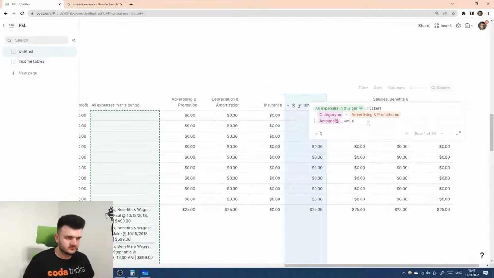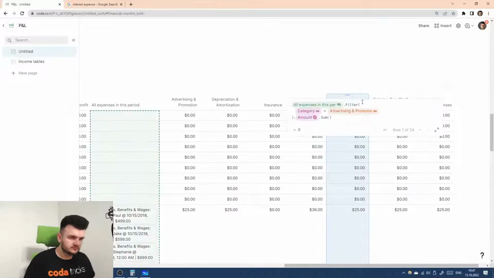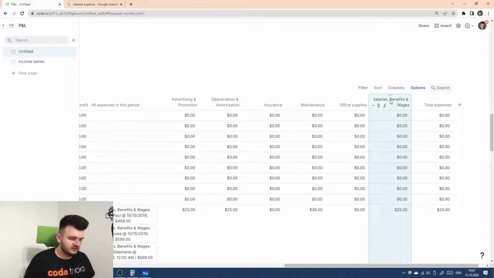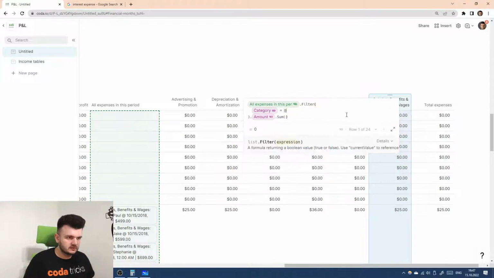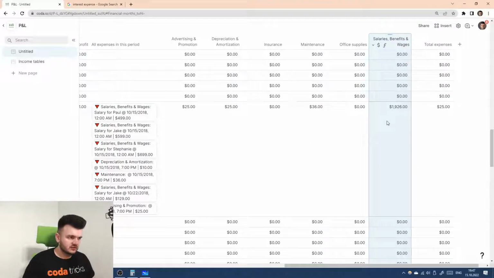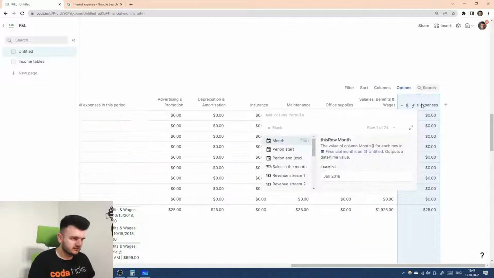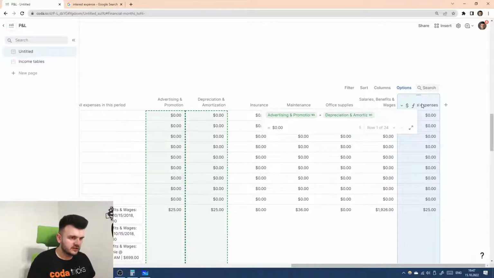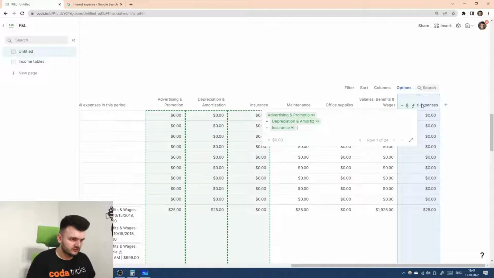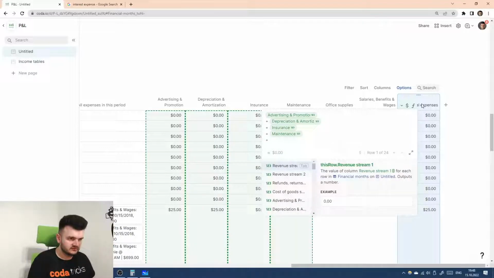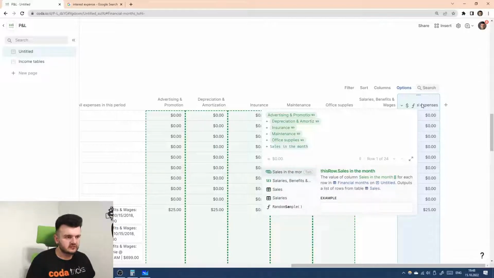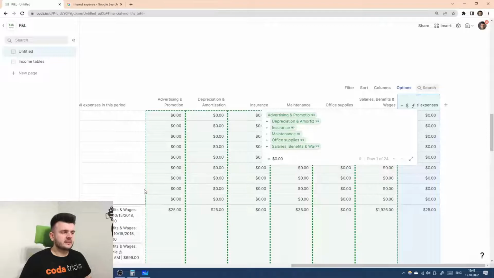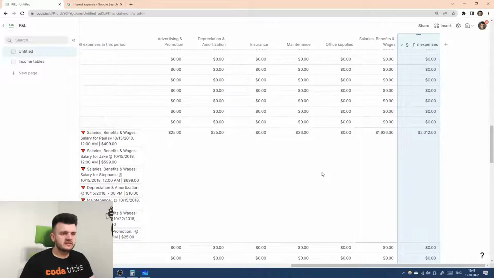Insurance, maintenance, office supplies, we removed rent, so salaries, benefits, and wages. And total expenses is just advertising plus depreciation plus insurance plus maintenance plus office supplies plus salaries. Or we could take a sum of all expenses and not take the sum of these, but just take the sum of everything that we looked up here, which would probably give us the same result.